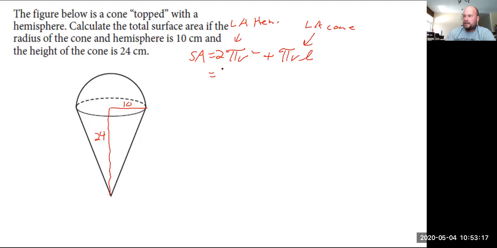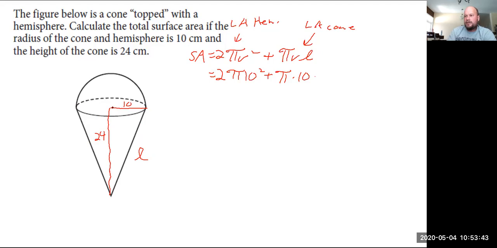We need to plug in the pieces that we need. So we have 2 pi, the radius is 10 squared, plus pi times the radius is 10 times the slant height. Is that 24? No, it's not 24. This is another one of those problems where we have to do Pythagorean theorem because we need the slant height out here.